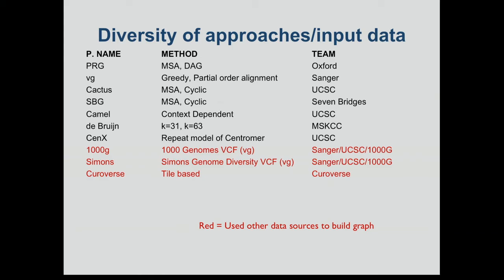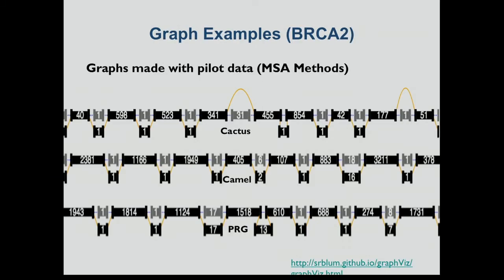The Simons Genome Diversity Project has produced a similar set, but with much more ethnic diversity globally, over 200 different ethnic populations, and so we did the same thing with that, actually with Erik.